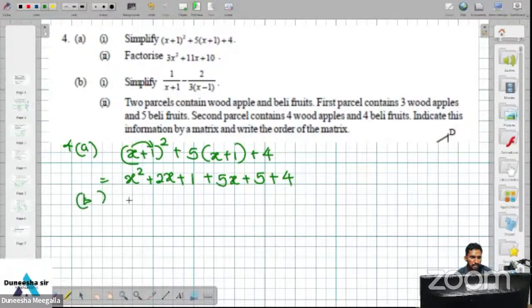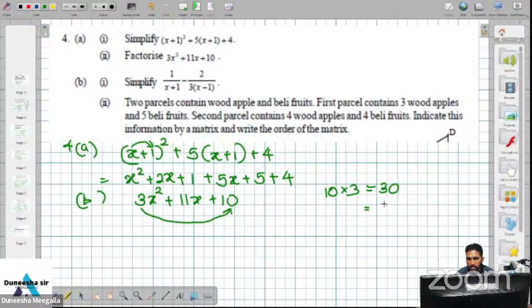Can you factorize 3x squared plus 11x plus 10? How do we do it? You should multiply the coefficient of the square term, the 3, by 10. 3 multiplied by 10, how much? 30. Yes, 30. How can we write 30 as two multiples?